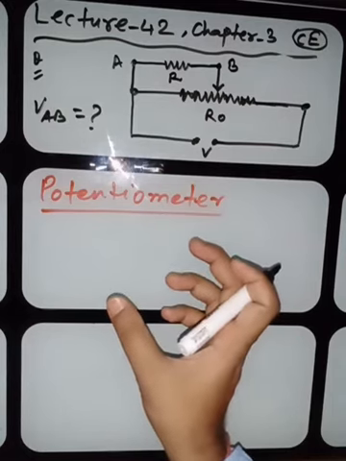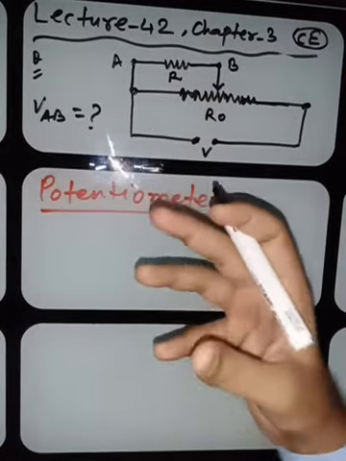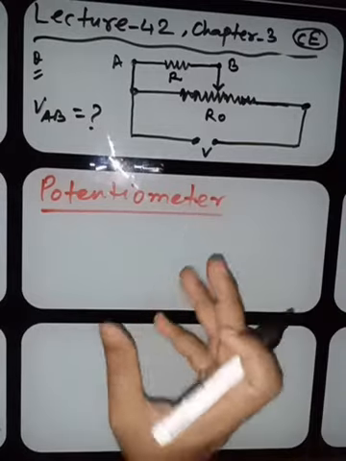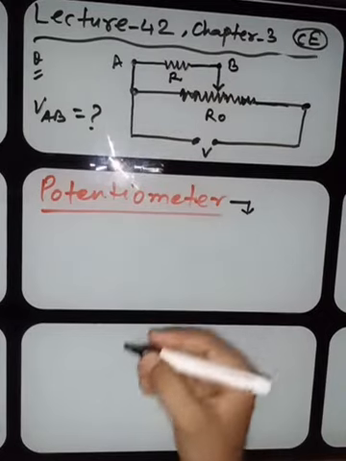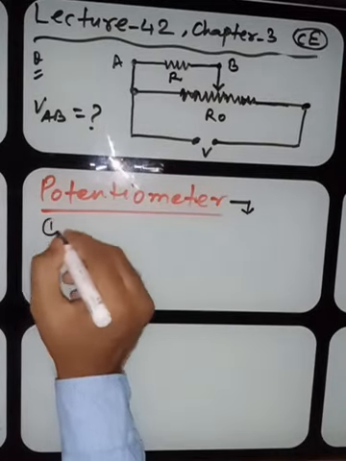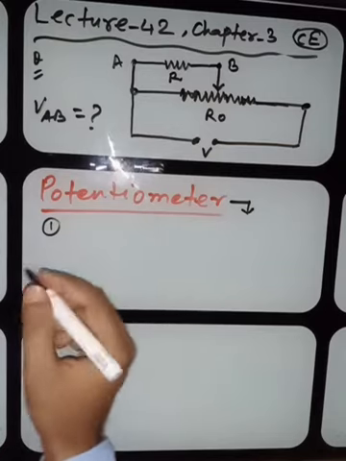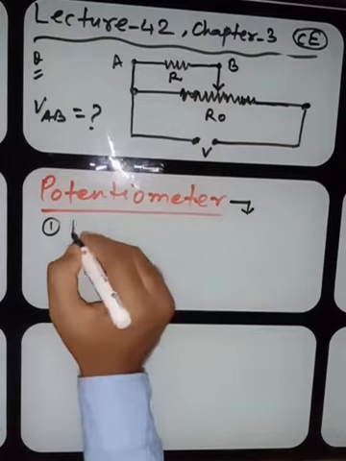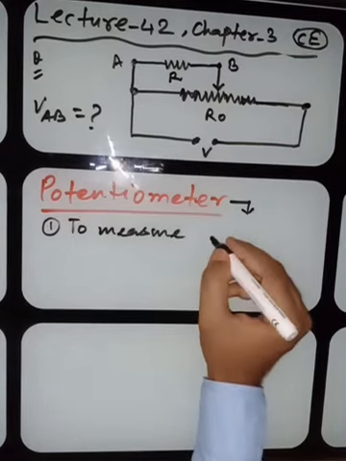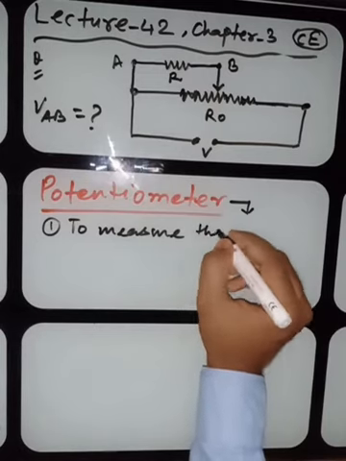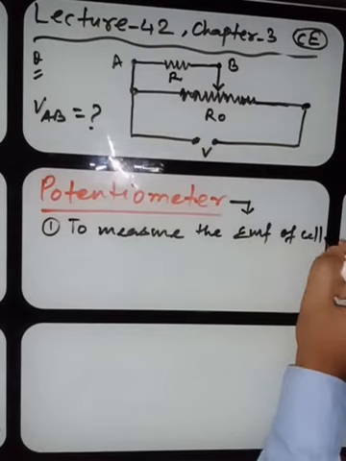Potentiometer is an electrical sensitive device used as follows. It has many uses, but the following are the major ones. The first one is, remember, it is an electrical measuring device to measure the EMF of a cell.